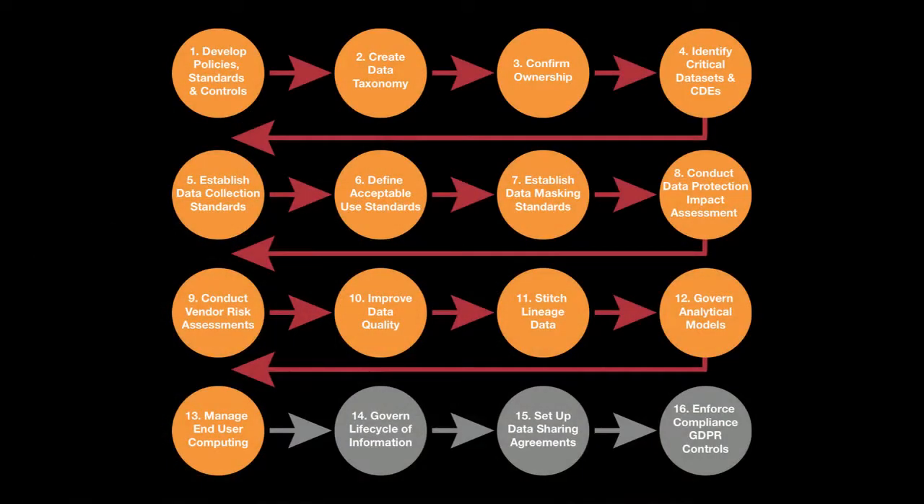So a best practice would be when you're building out these analytical models, the data scientists need to be sharing those models with the legal and privacy folks and getting sign-off. And you could use Collibra workflows to get sign-off to make sure that you're not ending up with not just disparate treatment, but disparate impact in terms of how you're dealing with certain individuals, whether they're customers or employees or prospects. Step number 13 is managing end-user computing.